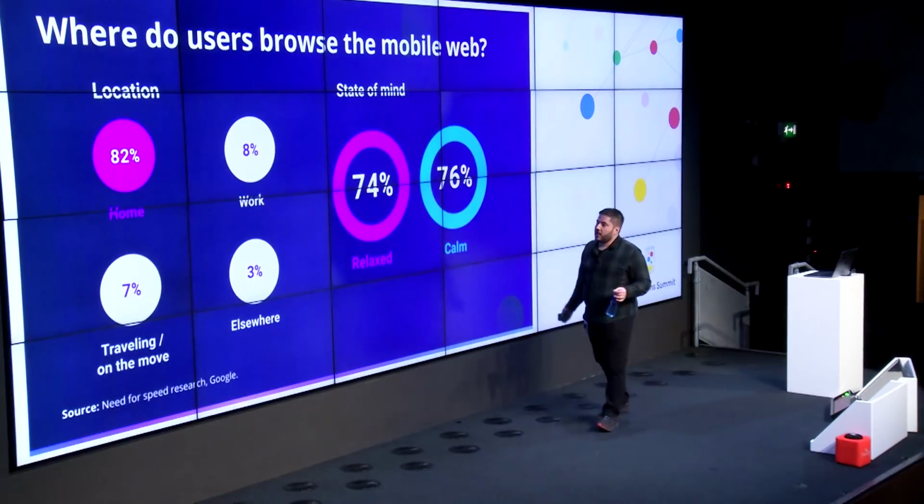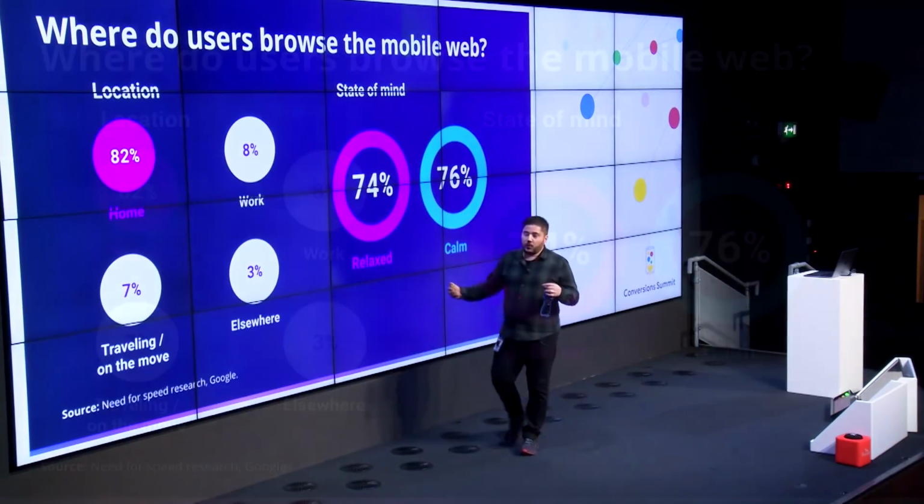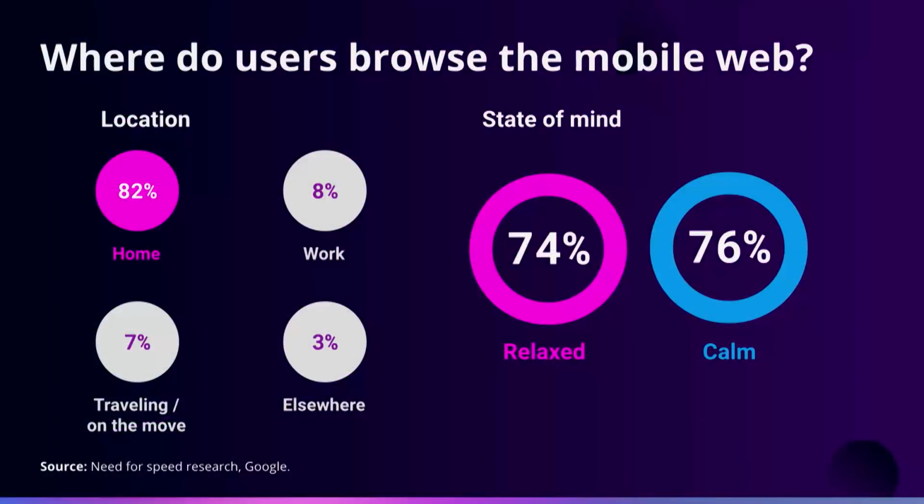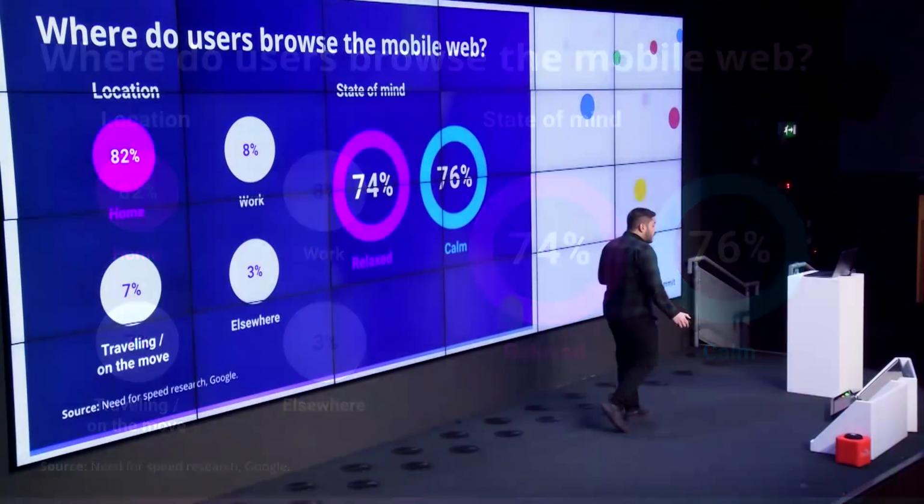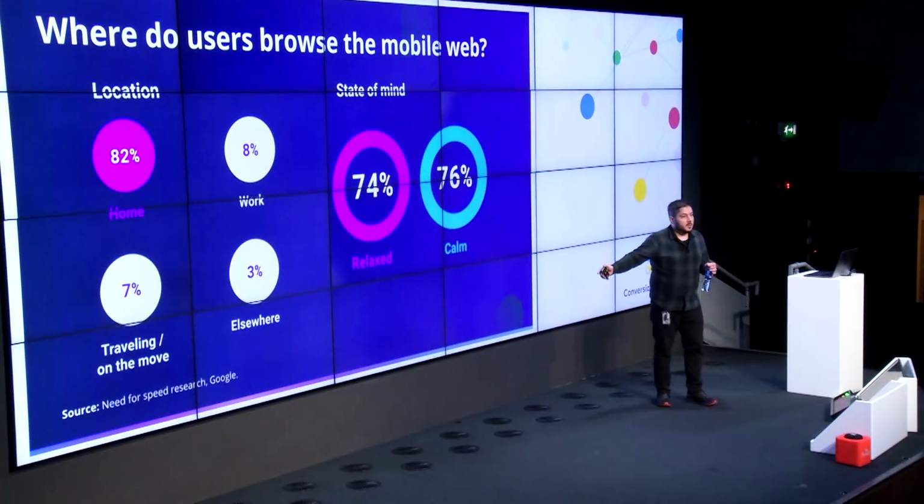Also, where do people browse? Now, when I first saw this, home for a mobile device seemed weird, because a mobile device is mobile, right? Well, work is different for different people. For some people, it's in an office. For some people, it's on a building site, right? And connectivity is really strong when you're at home. You're relaxed. You're calm. You're more likely to do stuff. You're not traveling around. So seeing 82% of people, generally speaking, engaging on the mobile web at home makes sense.